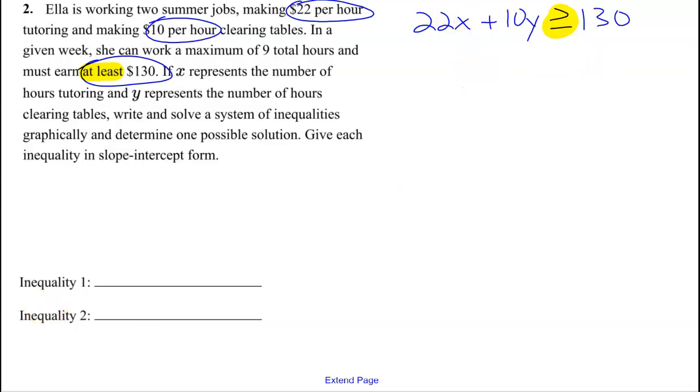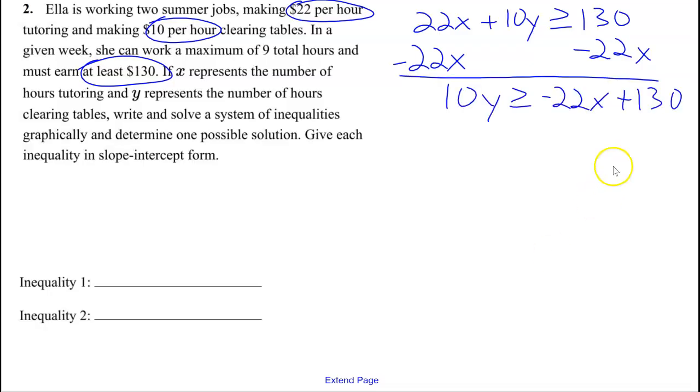So now we're going to take it from standard form to slope-intercept form. I'm going to subtract the 22x on both sides. 130 minus 22x. Remember, since this is negative 22x, it does not subtract here. So you write negative 22x plus 130. We're going to bring down the 10y.